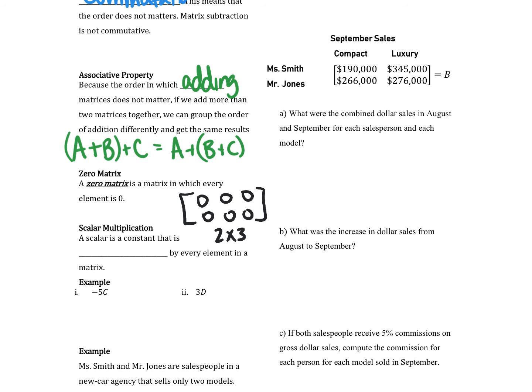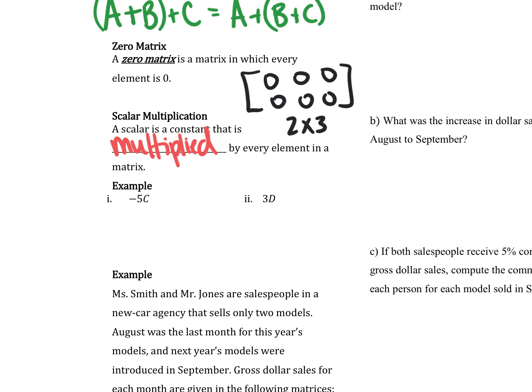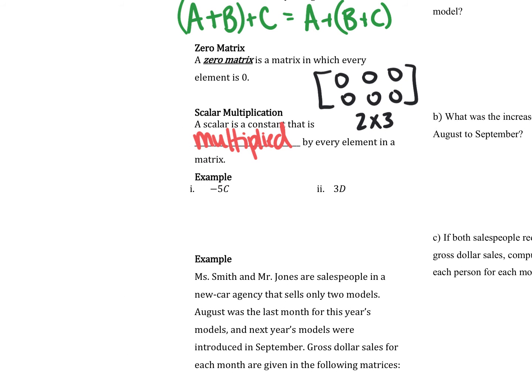Scalar multiplication. A scalar is a constant that is multiplied by every element in a matrix. So I want you to do negative 5C, but I did not tell you what C was. I gotta go back and get it. Hold on. All right, here. This is the matrix we need.